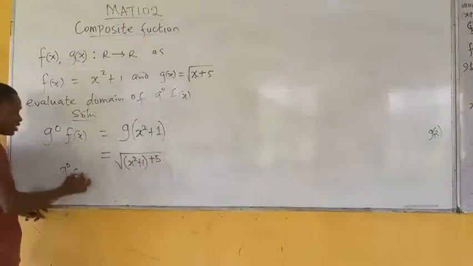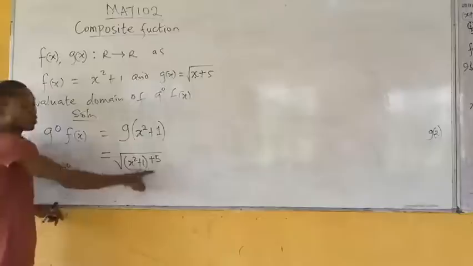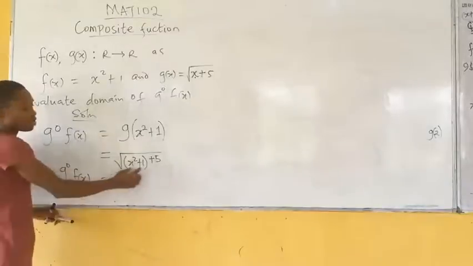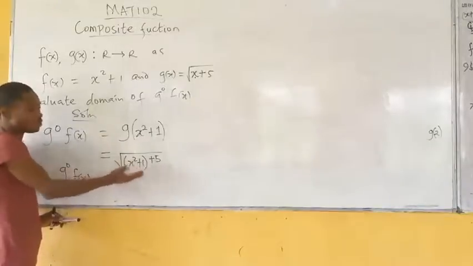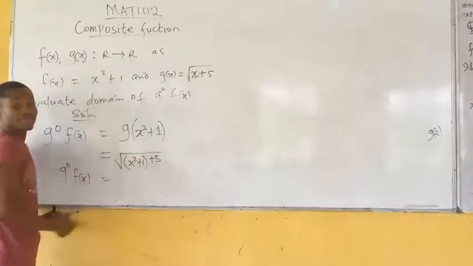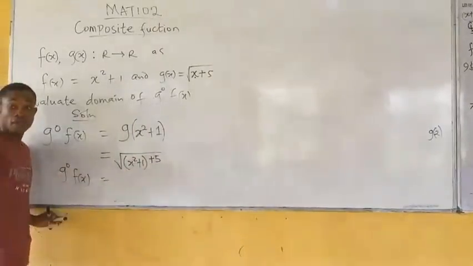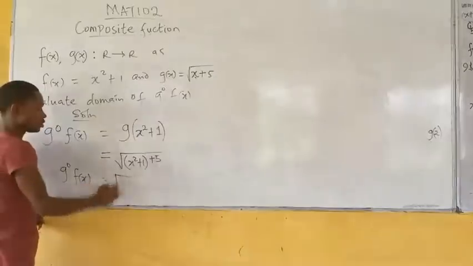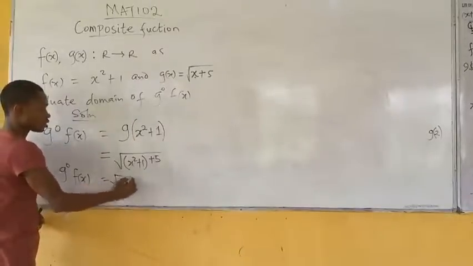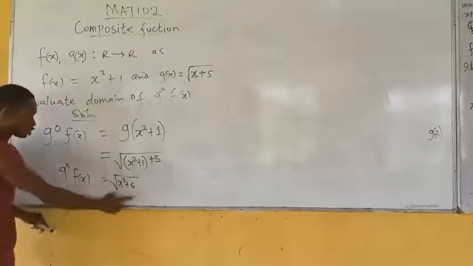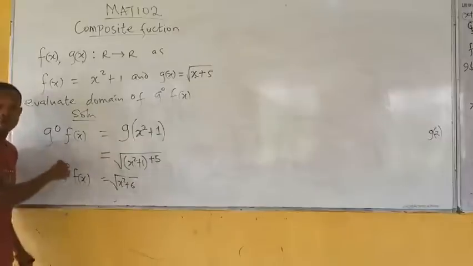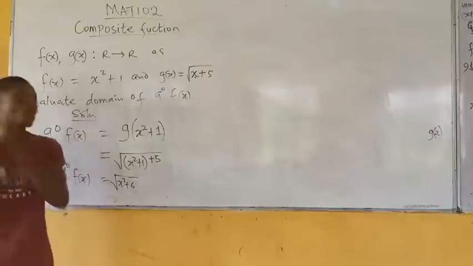Therefore, g of f of x is equal to, simplify this. Are you getting me right? Open up the bracket. If you open up the bracket, you get x squared plus what? 6. Do you agree? Yes. Do you agree? Good. Square root of x squared plus 6. So this is the function called g of what? f of x. Please take note.